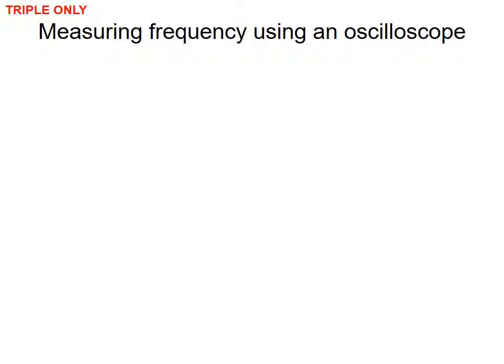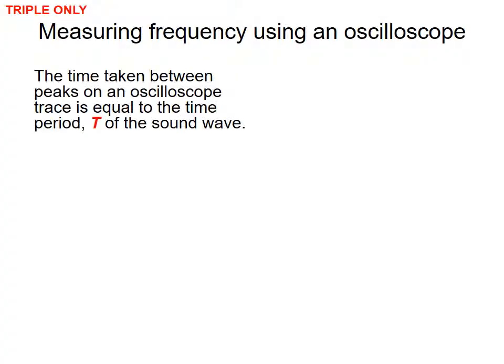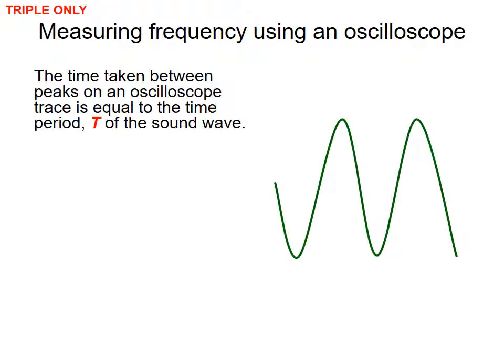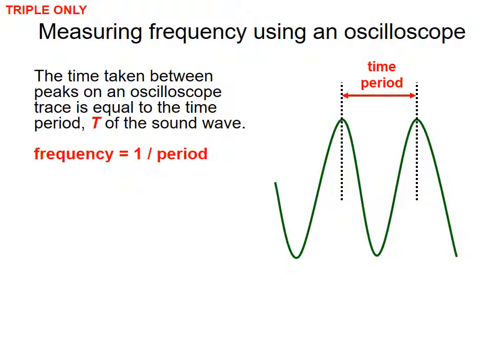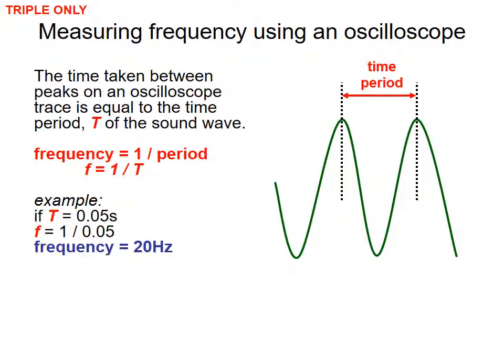You can also measure frequency using an oscilloscope. The time taken between peaks on an oscilloscope trace is equal to the time period, capital T, of a sound wave. There we go, the time period between the wavelengths. Frequency, of course, we know is 1 over the time period. So if capital T is 0.05 seconds, then the frequency must be 1 over 0.05, or 20 Hertz.